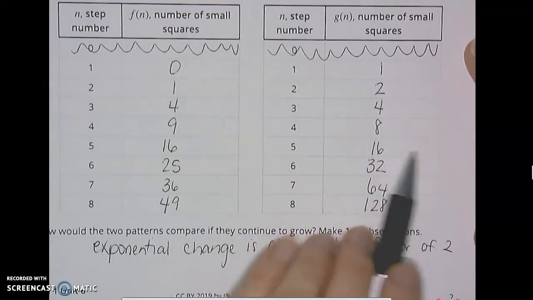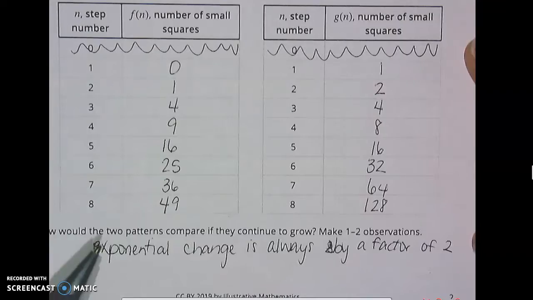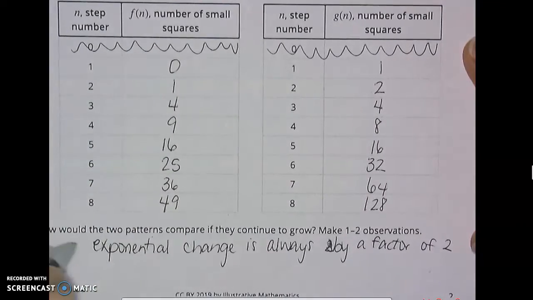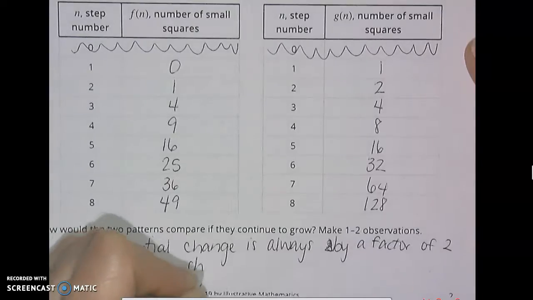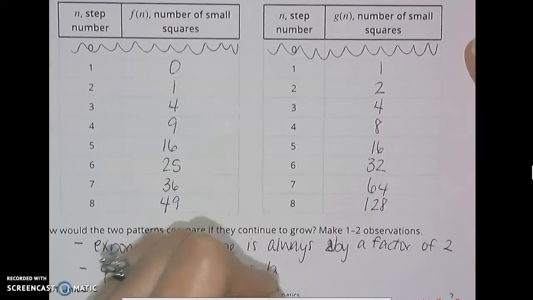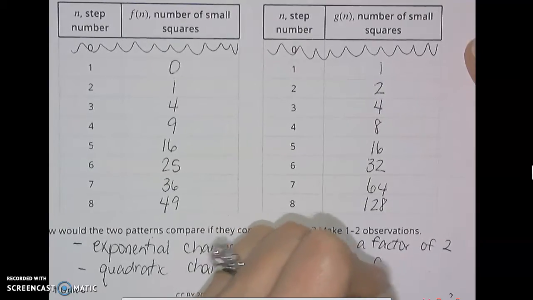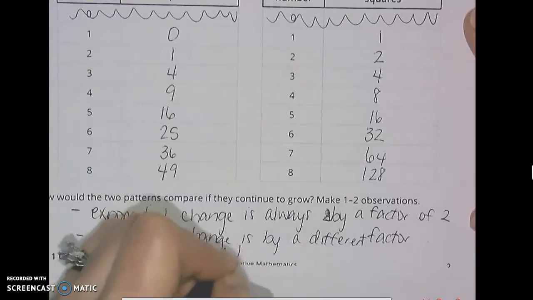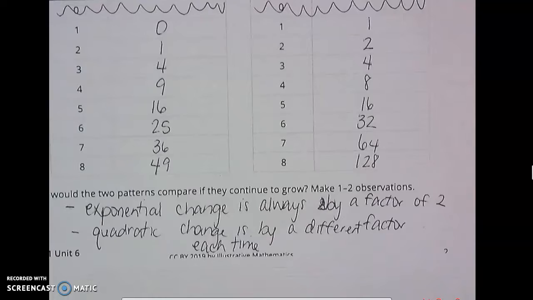So this one's always multiplying by a factor of 2. Here we're not always multiplying by that same factor of 2. We're multiplying by something different each time, and it's getting smaller and smaller as we go. So exponential change is always by a factor of 2. Quadratic change is by a different factor each time. Okay, so that's important to know as we go along.